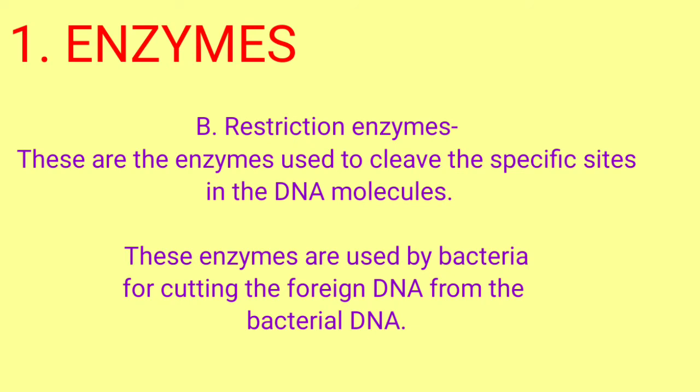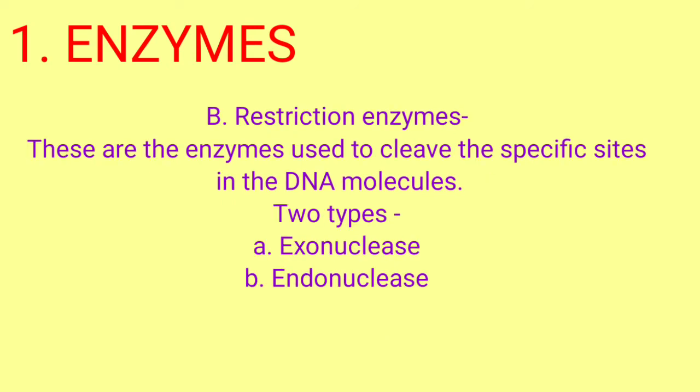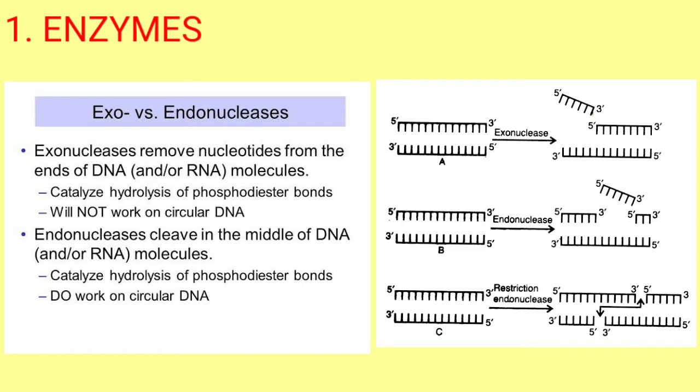Now these restriction enzymes are of two types. One is called exonuclease and the other is called endonuclease. The difference between these two types of nuclease is that with exonuclease, the nuclease cleaves or cuts the base pairs of DNA at the terminal ends. That means they will always cut the DNA segment from the end, and it will have only a single breakage point. And the second type is endonuclease.